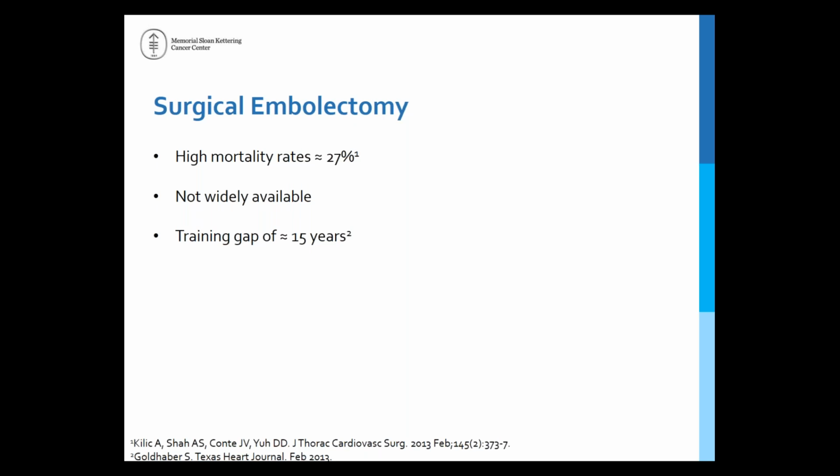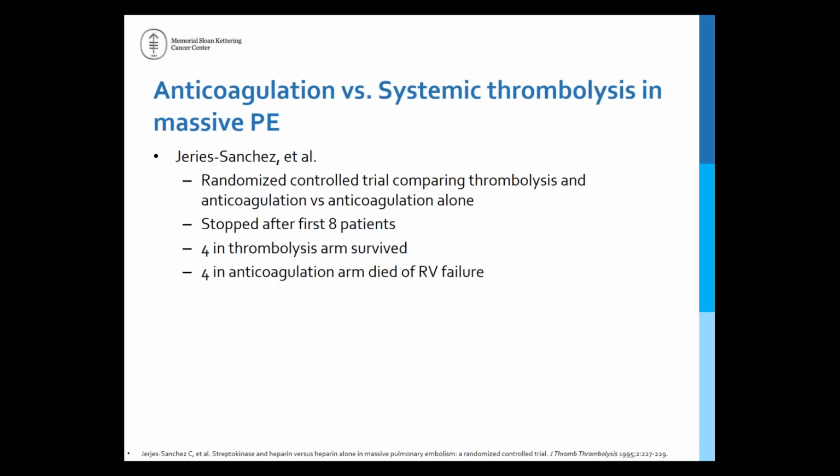With surgical embolectomy, however, the mortality rate is about 27%. It is not available everywhere, and it's a procedure that may be difficult to learn because the training gap, according to one study, is about 15 years. So when they were trying to decide, well, how should we treat these massive PE patients, especially in places that don't have surgical embolectomy available, they said, well, what happens if we treat the patient with systemic thrombolysis versus anticoagulation alone?